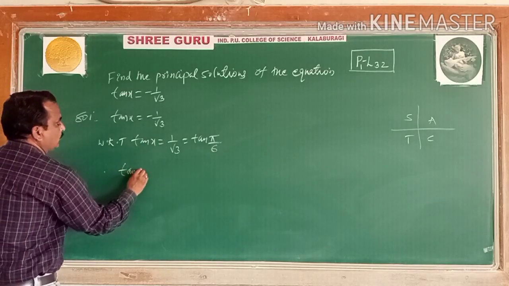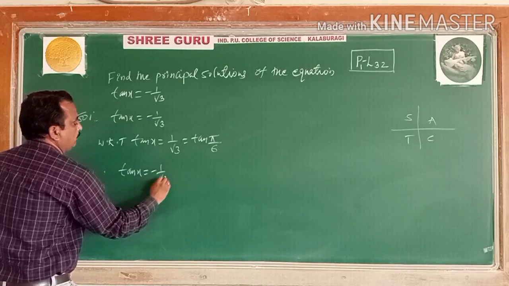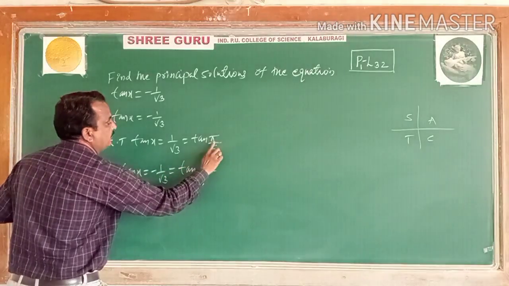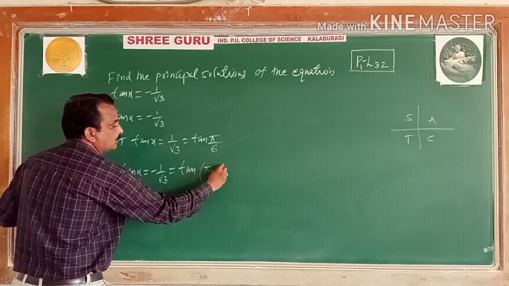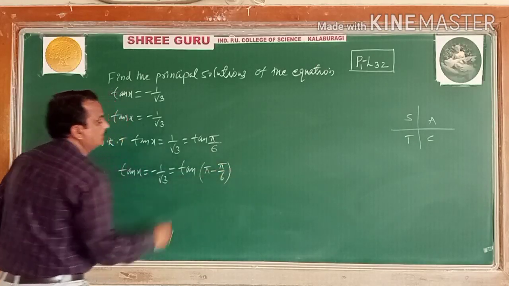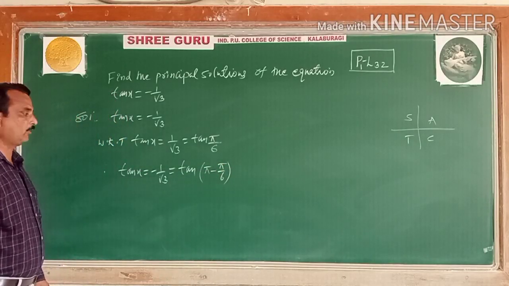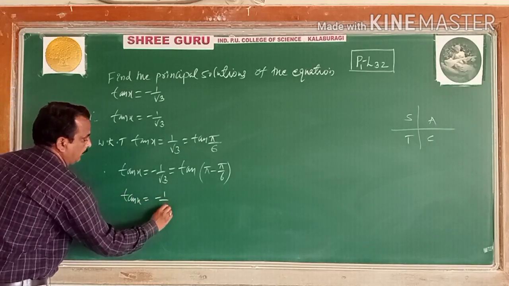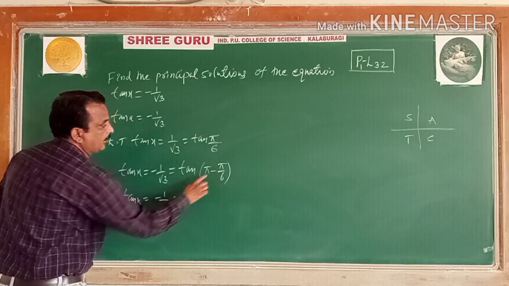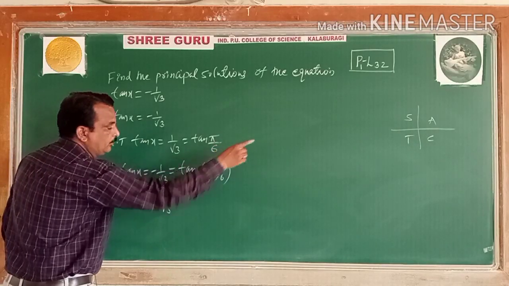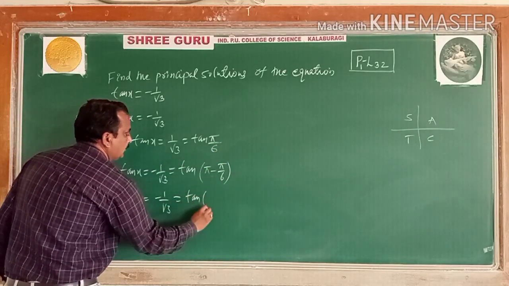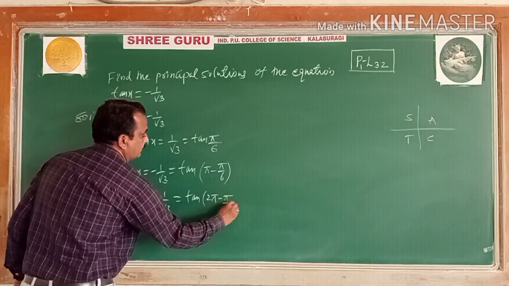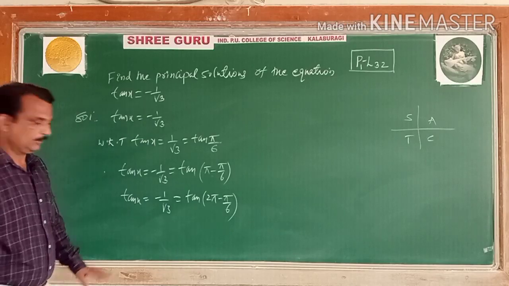So tan x equal to minus 1 by root 3 gives, in the second quadrant, pi minus pi by 6, where 1 by root 3 corresponds to 30 degrees, pi by 6. And one more value: tan is also negative in the fourth quadrant, so there you should take 2 pi minus pi by 6.